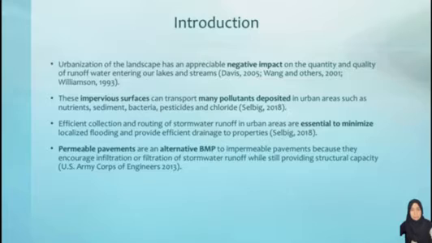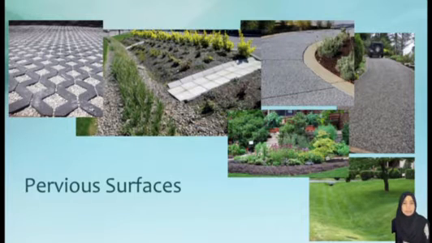Pervious or permeable pavement are an alternative BMP, which is best management practices, to impermeable pavement because they can encourage infiltration or filtration of stormwater runoff while still providing structural capacity. Pervious surfaces can be hardscape such as pavement and also softscape such as buffer garden. Okay, this can be discussed in the next subtopic.